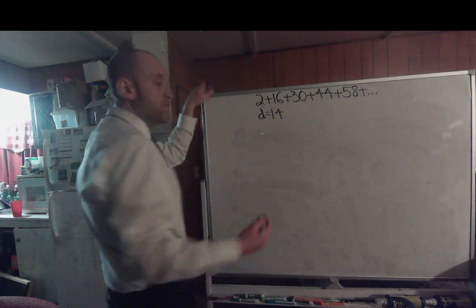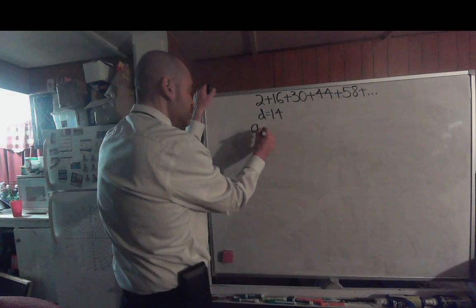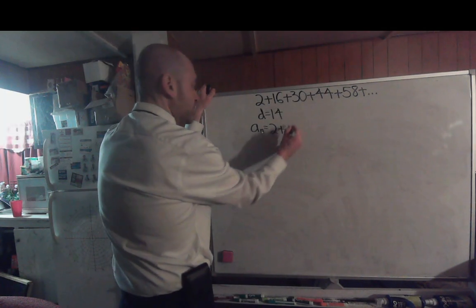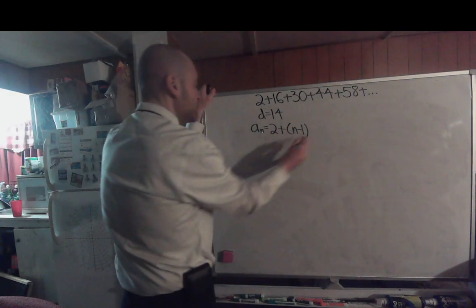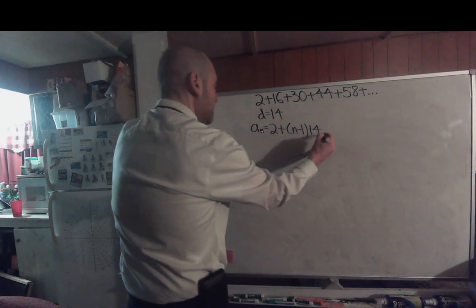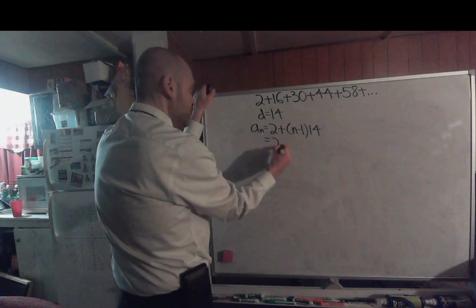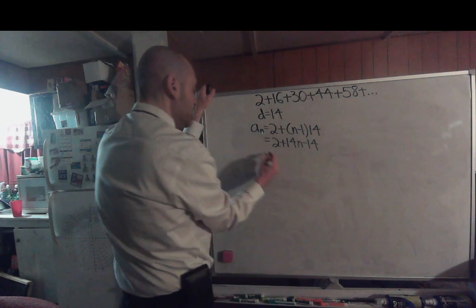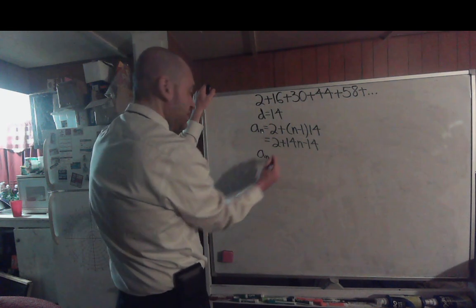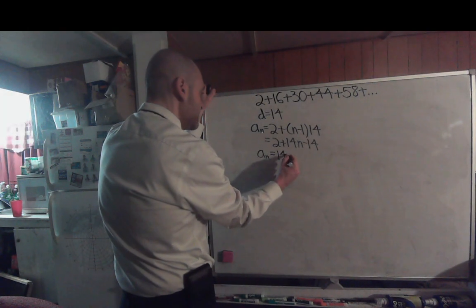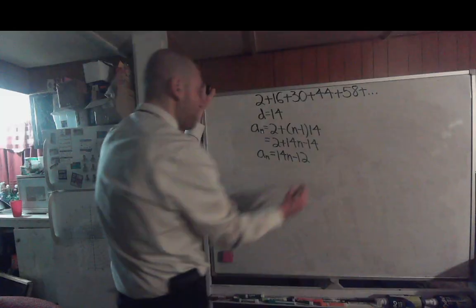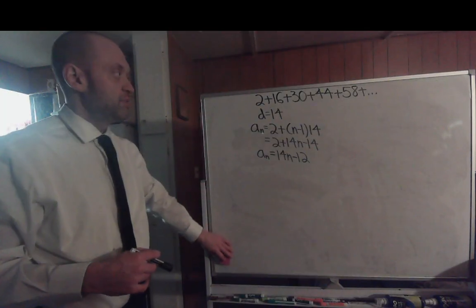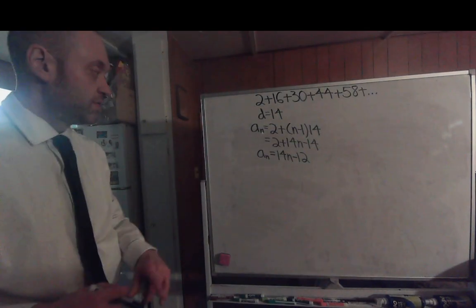Now let's find a formula for the nth term of the sequence. So a sub n equals your a sub 1, which is 2, plus the quantity of n minus 1 times your common difference of 14, which would simplify into 2 plus 14n minus 14, which means the formula for the nth term of the sequence would equal 14n minus 12.